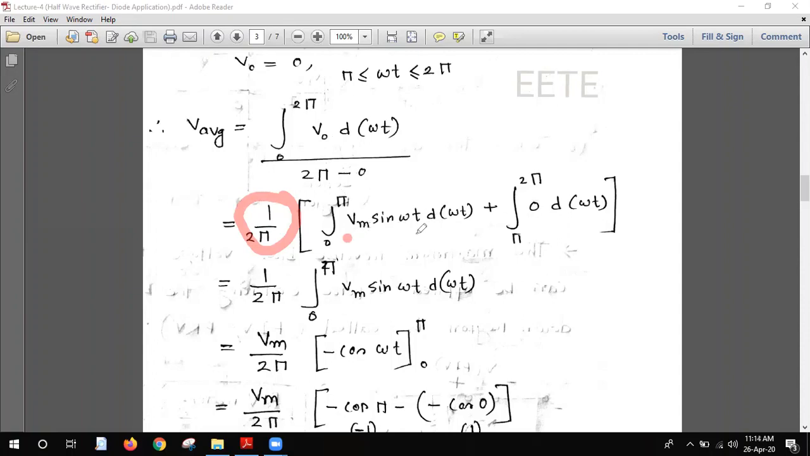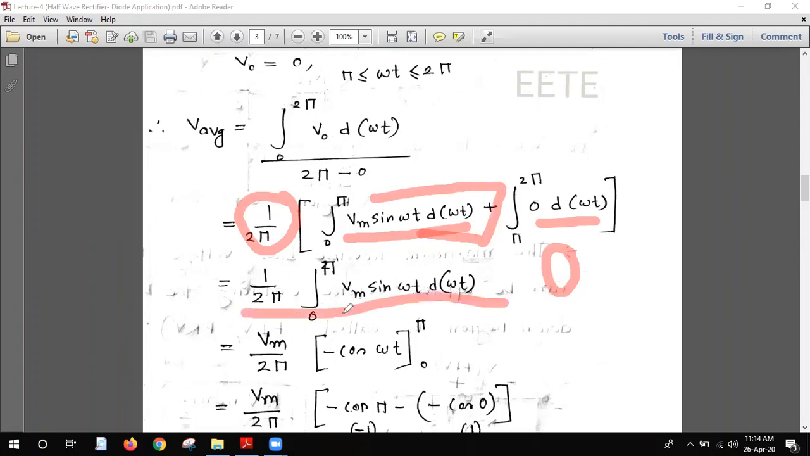So zero to pi is the positive cycle, and pi to 2 pi is the negative cycle, and the value will be zero. Here it will be zero, so we will omit this. So basically only the positive cycle will remain. So 1/2 pi, zero to pi Vm sine omega t d omega t.